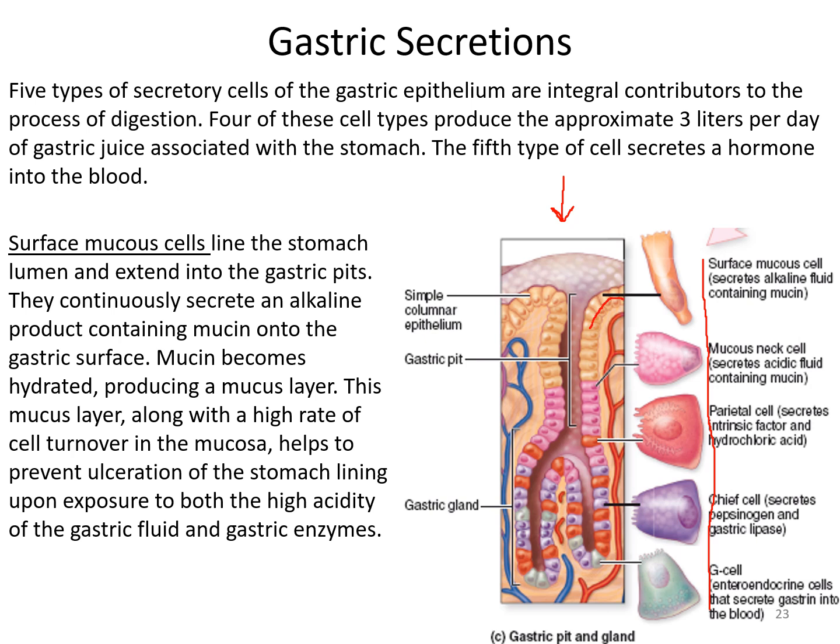These are your surface mucus cells. They continually secrete an alkaline product. Alkaline is the opposite of acidic, and it produces a mucin onto the gastric surface. So the mucin is again going to become hydrated with water and produce mucus. So basically what we're doing is producing an alkaline mucus layer.